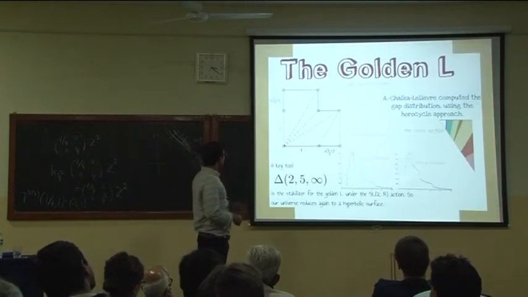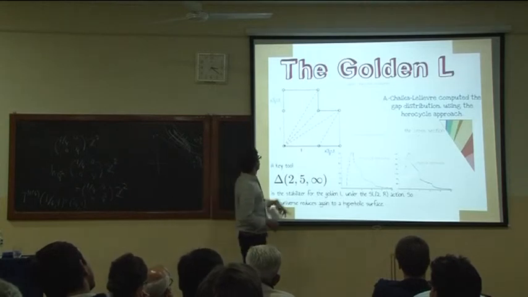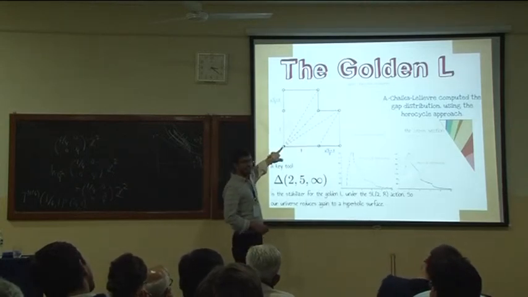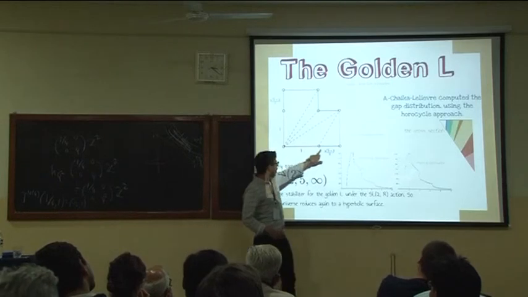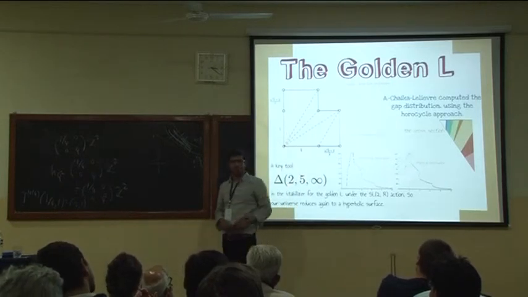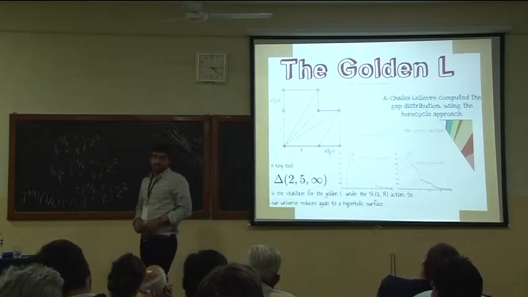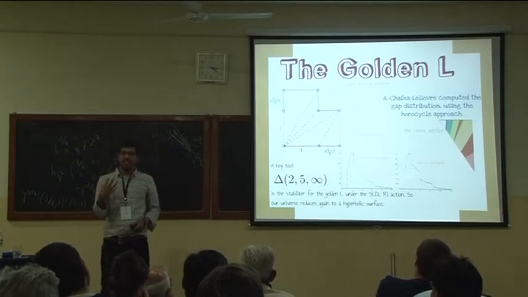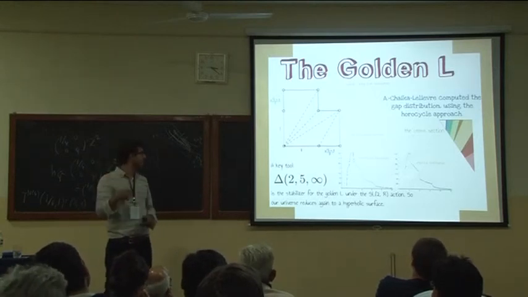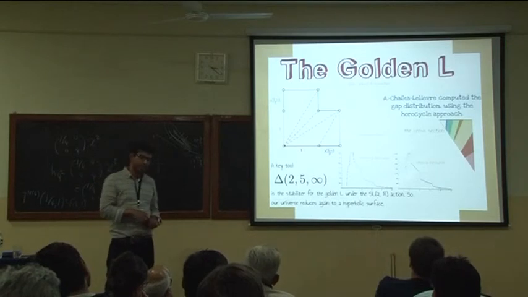So here's one where we now can do it. This is called the golden L, because its long sides are length golden ratio. Now, what do I mean when I say it's a highly symmetric surface? I claim this is a very highly symmetric surface.